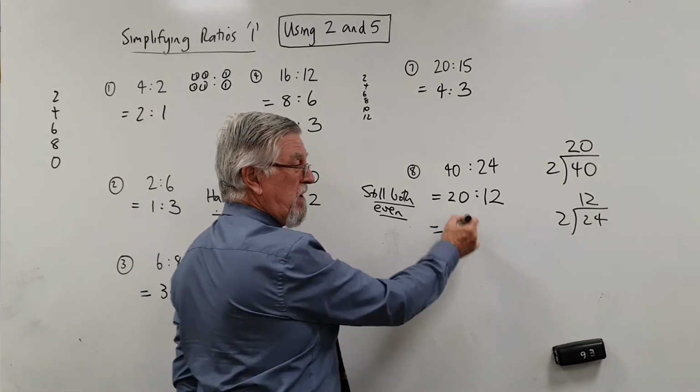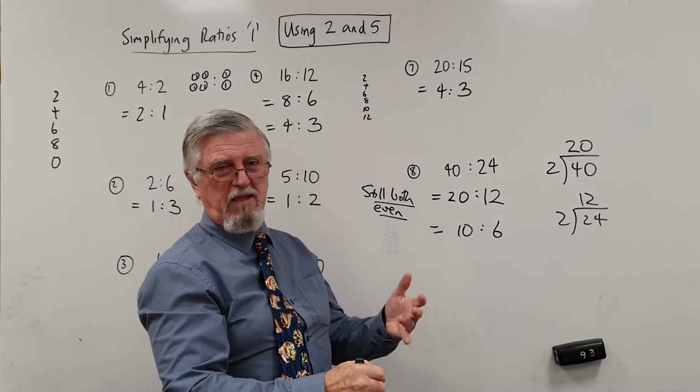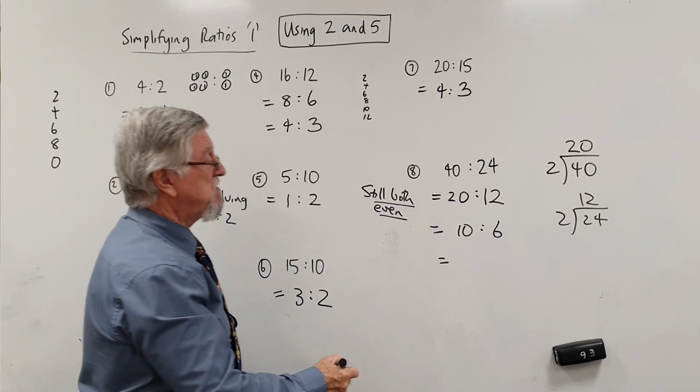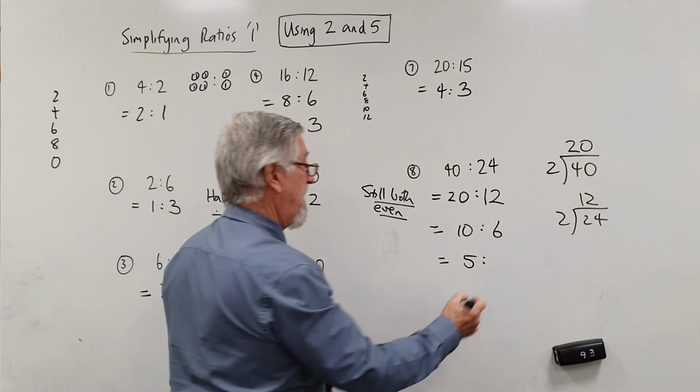Or a lot of people will look at half of 20. So half of 12 is 6, or you can go 2, 4, 6, 8, 10, 12, or you can write it down. They're still both even. And because they're still both even, you can halve the 10, you get a 5, and you halve the 6, and you get a 3.